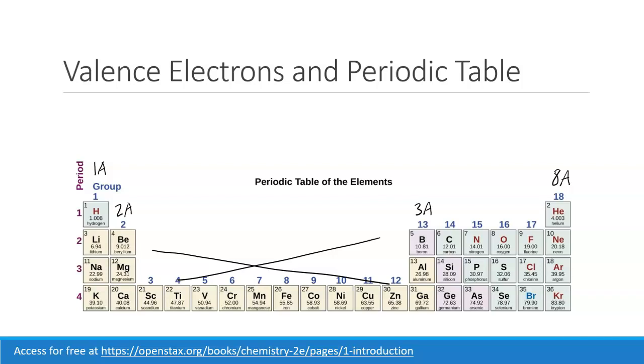So in group 1, we'll have 1 valence electron. In group 2, 2 valence electrons. And then skipping over to 3A, we would have 3 valence electrons. And you can keep going with carbon would be 4, nitrogen 5, oxygen 6, fluorine 7, and helium 8. Okay, and that applies to every element within the group or within the column.